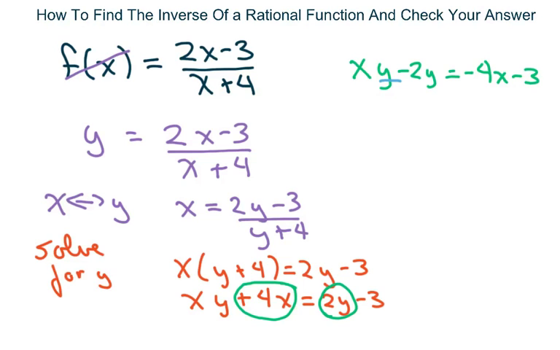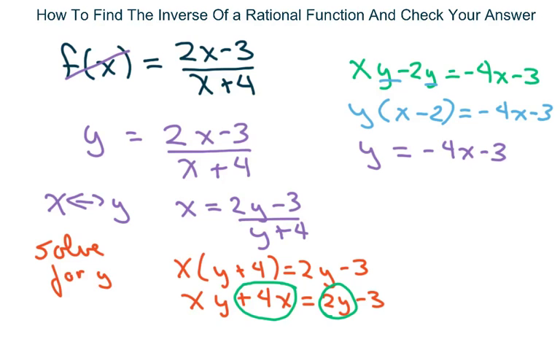Here, I'm going to factor out the y. So you get y times x minus 2 equals negative 4x minus 3. And then you simply divide both sides by x minus 2. So y equals negative 4x minus 3, and that over x minus 2. And this is your inverse.